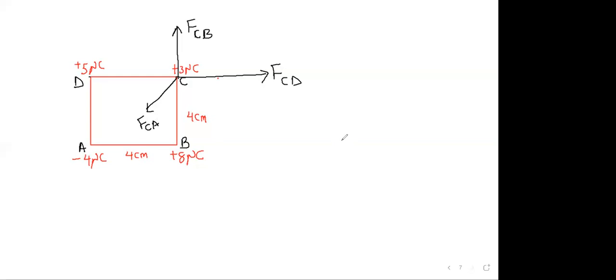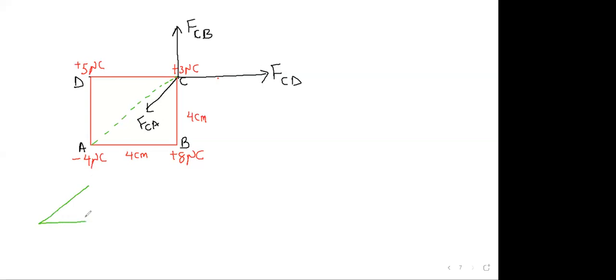Yes, teacher. Now, the next thing we are going to find out, what is the distance between D and C? 4 centimeters. What about between B and C? 4 centimeters. So which distance do we need to find? A and C. Do we know it? We do not know it. Very good. So that one, we are going to find it.